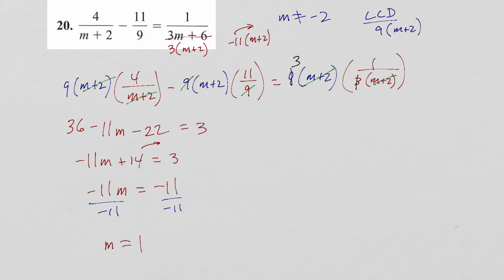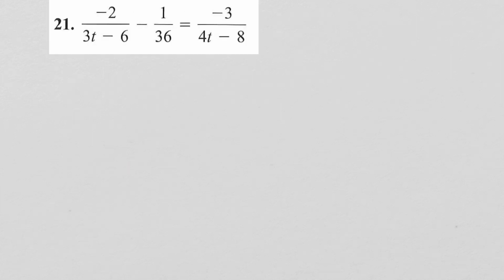Before I circle this, I have to go back to this and realize that m cannot be negative 2. Well, that's not negative 2, so that's allowed. And we're done. Okay, I'm going to factor all these denominators before I decide on the LCD.